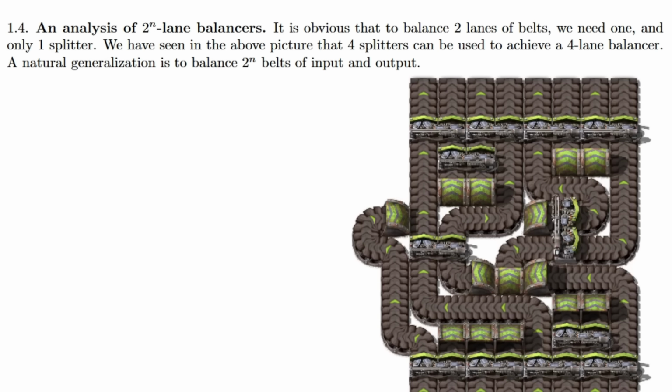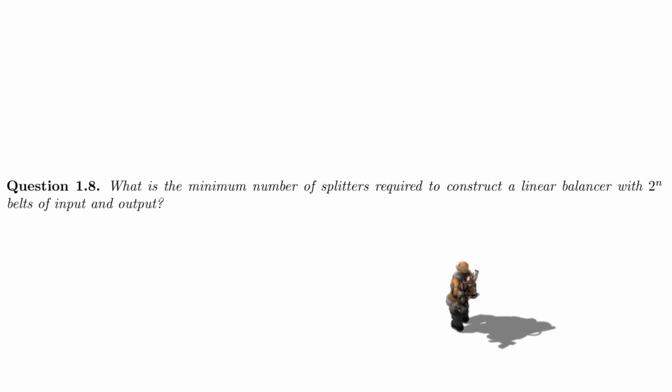Section 1.4. An analysis of 2 to the n lane balancers. It is obvious that to balance 2 lanes of belts, we need 1 and only 1 splitter. We have seen previously that 4 splitters can be used to achieve a 4-lane balancer. A natural generalization of this is to balance 2 to the n belts of inputs and outputs. Question 1.8. What is the minimum number of splitters required to construct a linear balancer with 2 to the n belts of input and output? The following is the complete solution to the above question.